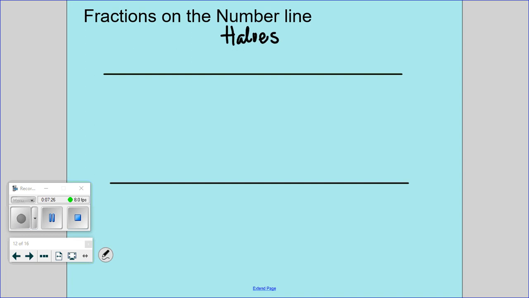So this is going to be our halves. Our endpoints are almost always, for 3rd grade, going to be 0 and 1. So go ahead and make your endpoints on the number line you have just drawn 0 and 1.